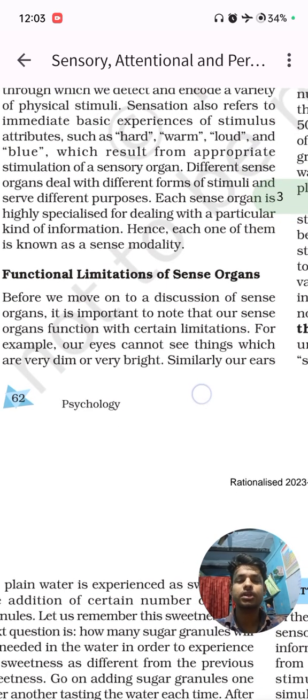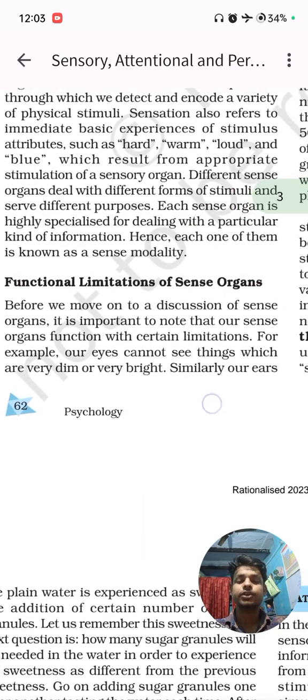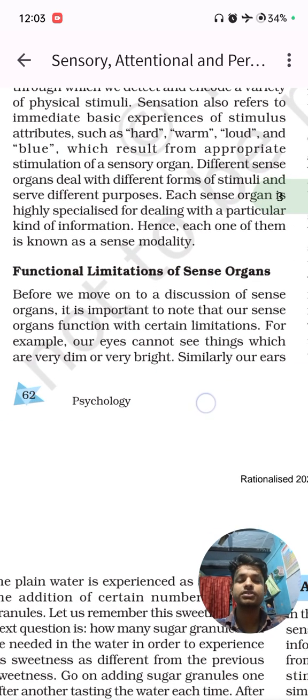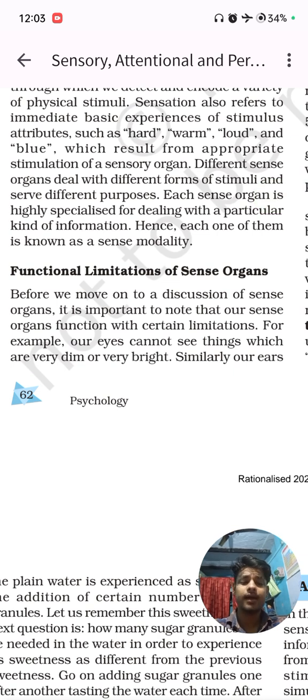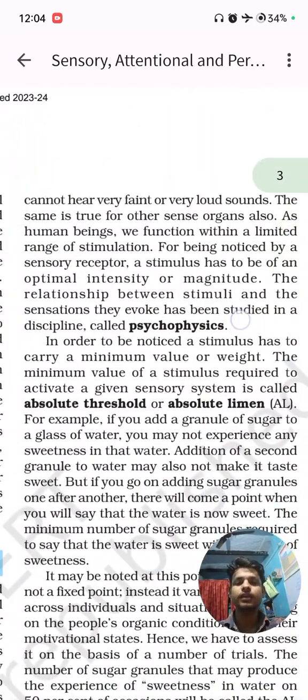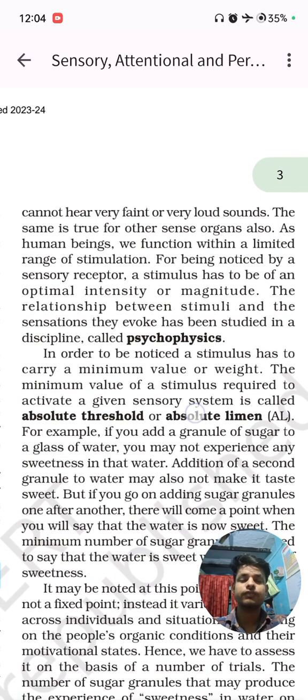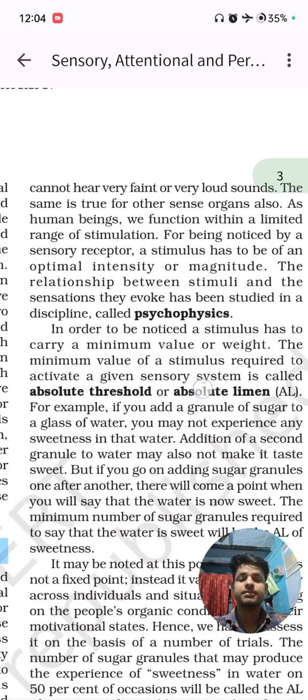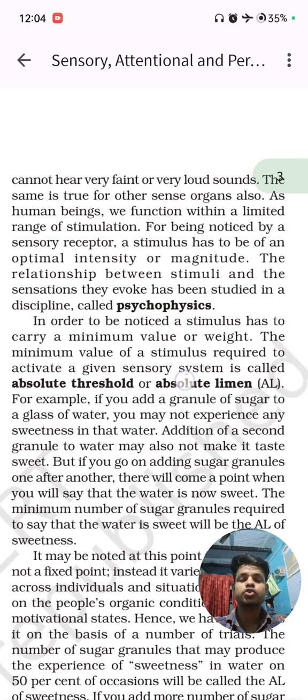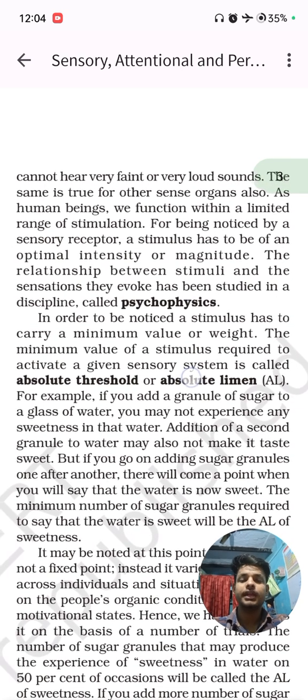Before we move on to the discussion of sense organs, it is important to note that our sense organs function with certain limitations. For example, our eyes cannot see things which are dim or very bright. Similarly, our ears cannot hear very faint or loud sounds. The same is true for other sense organs. As human beings, we function within a limited range of stimulation for being noticed by the sensory receptors. A stimulus has to be of optimal intensity or magnitude.